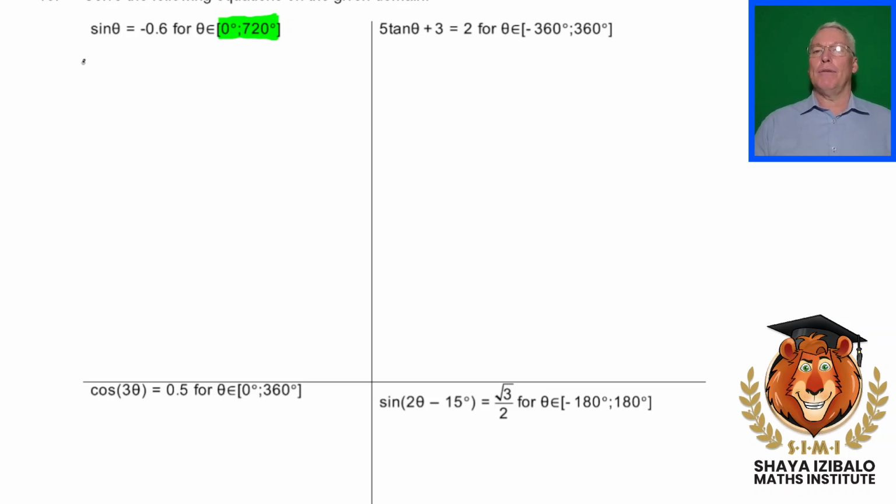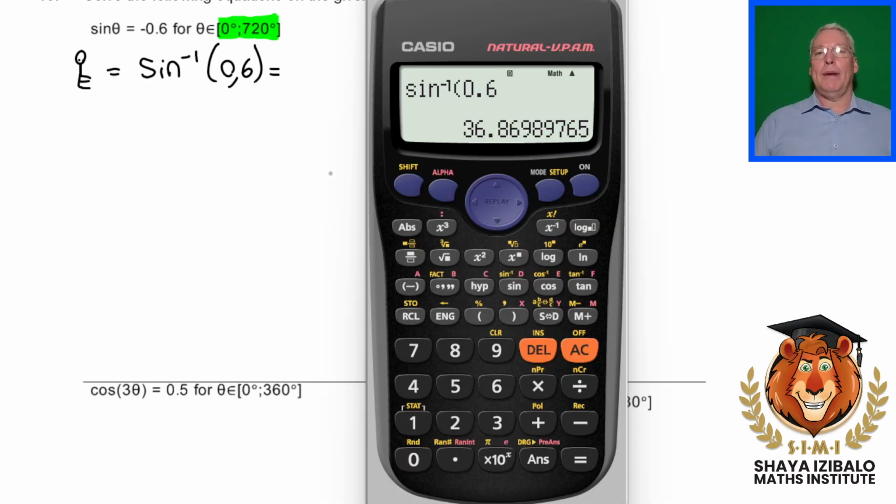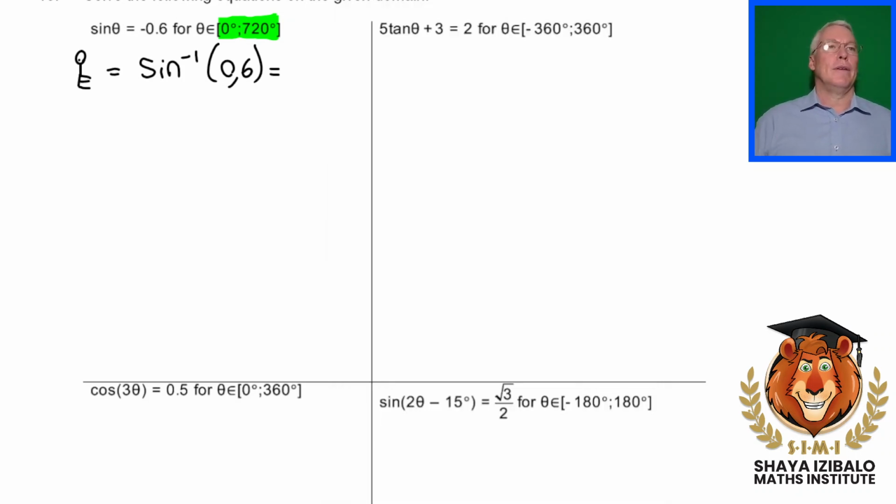So the first one, we're going to find our key angle. Remember, we're going to undo sine of 0,6. We're not going to put the negative into the calculator. Let's see what that comes to. So we get 36,9 degrees.